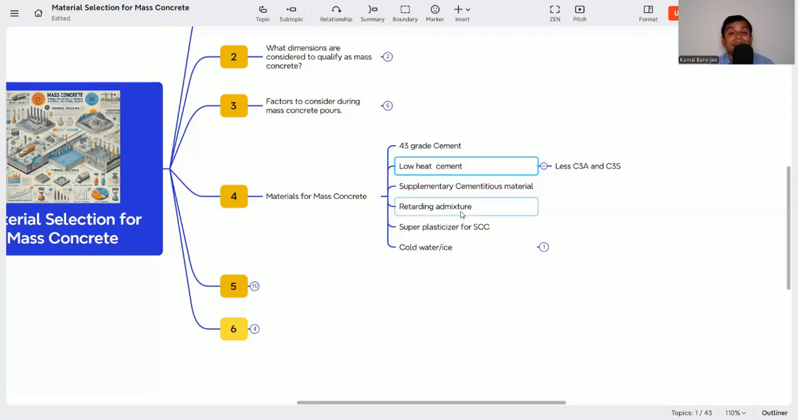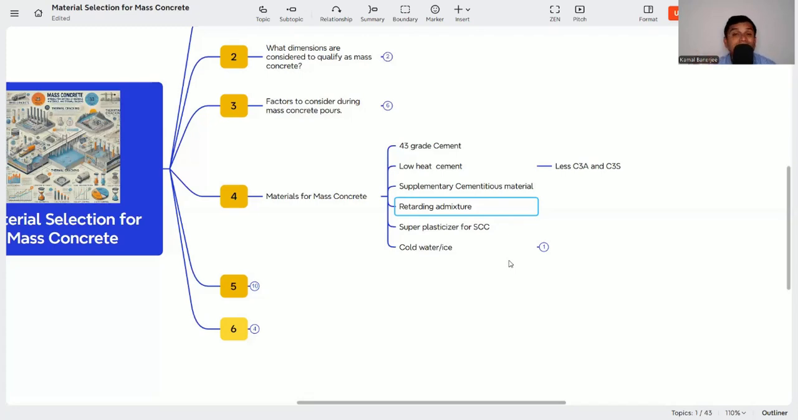And then superplasticizer for SCC. If it is self-compacting concrete, then we need to use the superplasticizer. In other cases we can use the normal plasticizer, but for SCC we need to use the superplasticizer. Then cold water and ice.